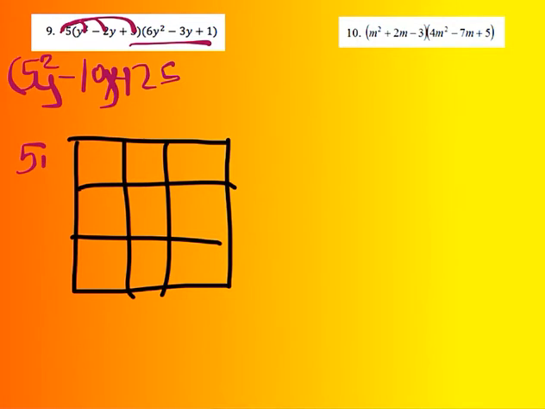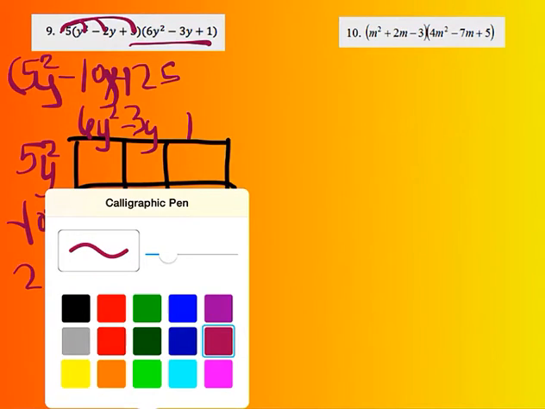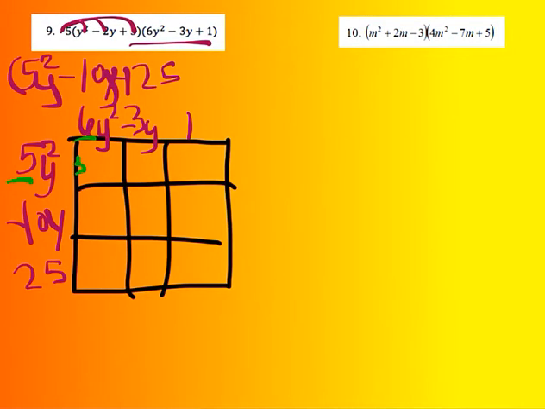So here I'm going to have 5y squared. Again, this could go across the top if you wanted to. It doesn't matter which side you put it on. And then here, 6y squared minus 3y and 1. So now I need to multiply into my box, okay? So 5 times 6 is 30. And then we're going to have y to the 4th, because I'm doing y squared times y squared.